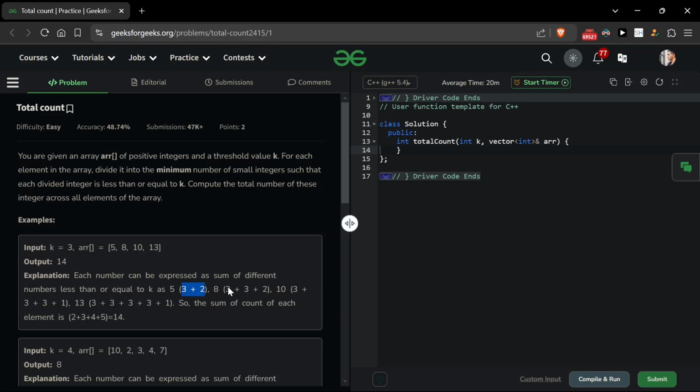Then for 8, we can divide it with 3. So the left number is 5. For 5, if we subtract 3, then we have 2 remaining. So that's for 8. We have 3 steps here. We will calculate for all the other elements also. For 5 we have 2 steps, for 3 we have 3 steps. At the end we need to count the steps. So that's about this question.